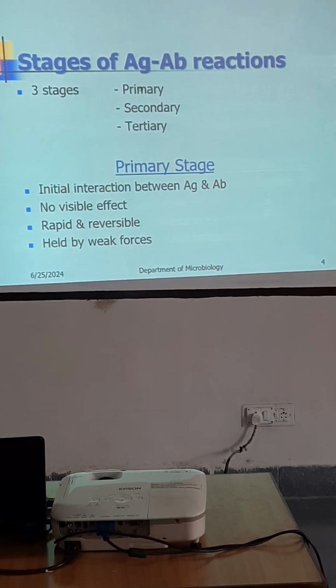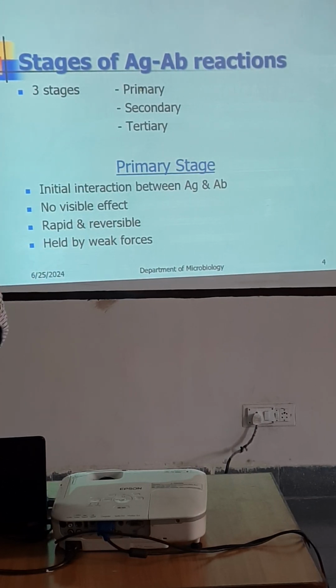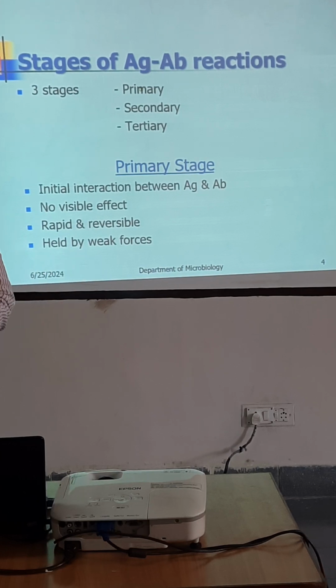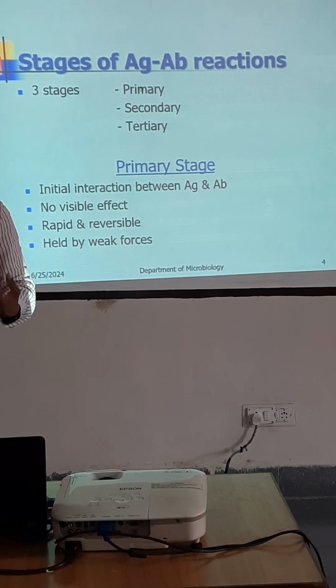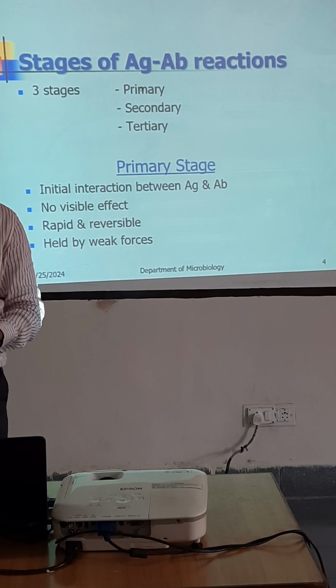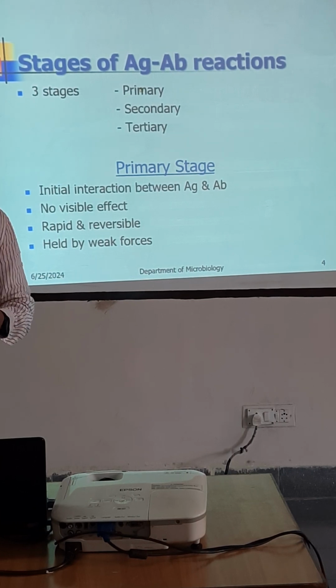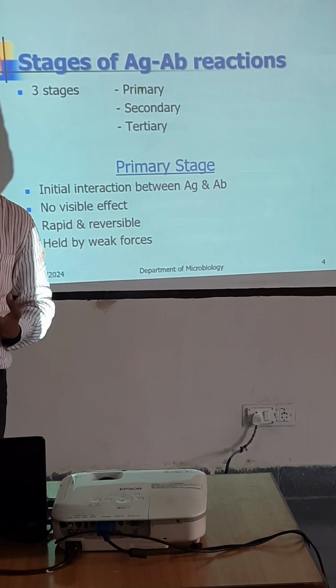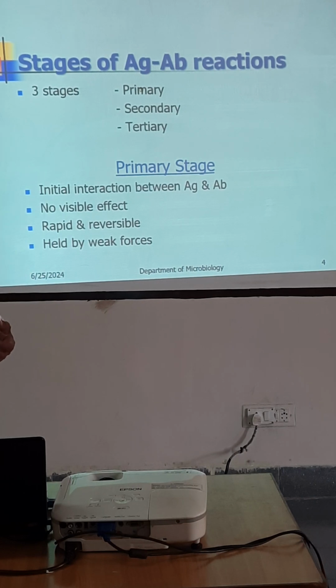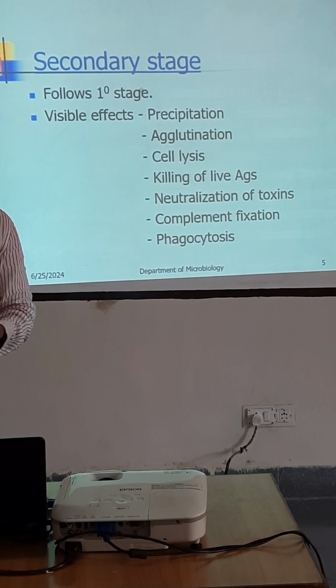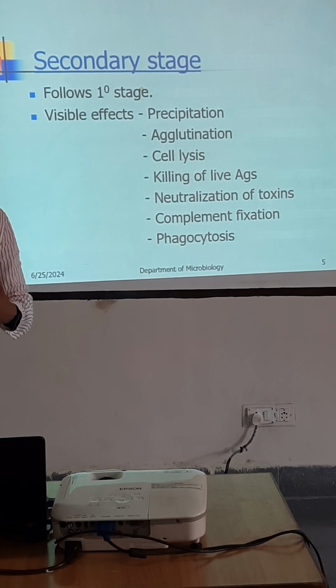Okay, so the primary stage is the initial reaction where the antigen and antibody interact with each other. But when this reaction happens, there is no visible effect. Again, this is a very rapid and reversible reaction, and it is held by weak van der Waals bonds.